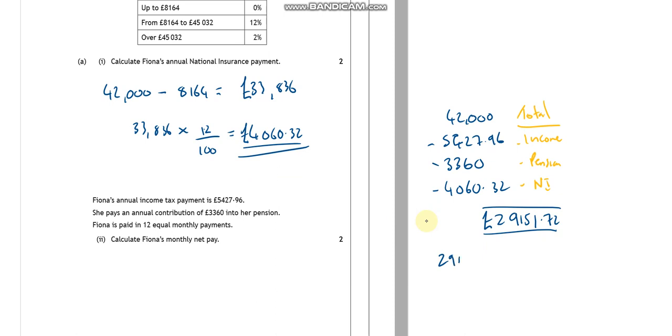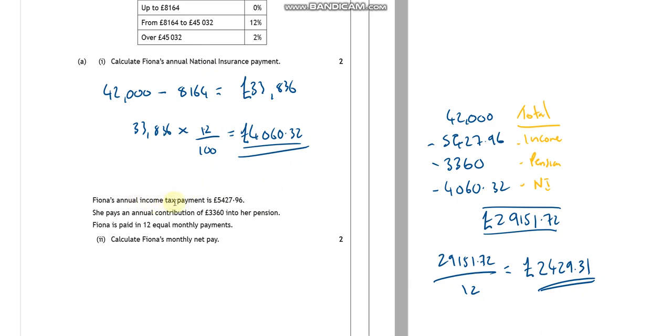So I say 2915.1.72, divide it by 12. We're going to get every month, after all of her contributions to tax and pension, what she's walking away with. She probably should have been walking away with way more, but instead she's got to pay her income tax, her national insurance, her pension, and then divide that by 12. Very nice. So don't do what I did there and nearly forget this one.